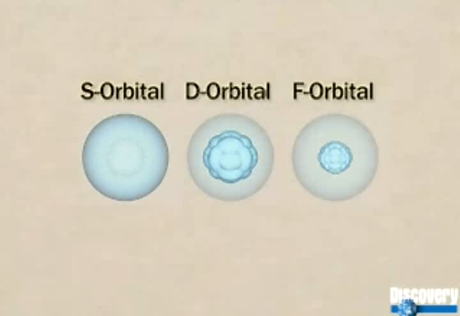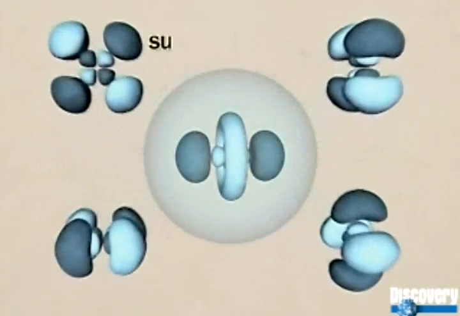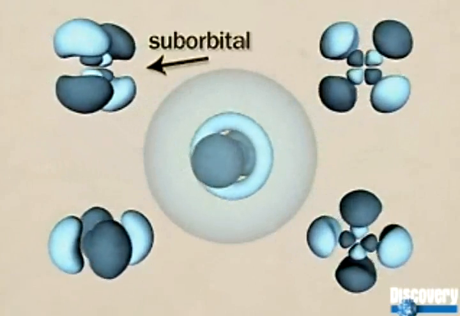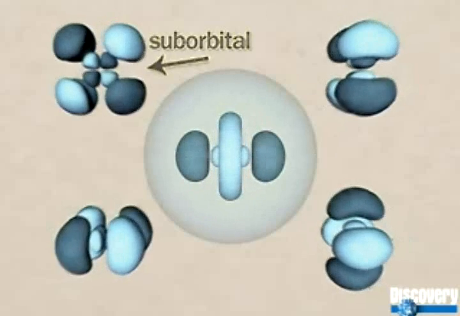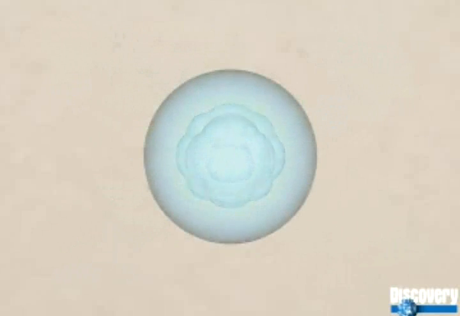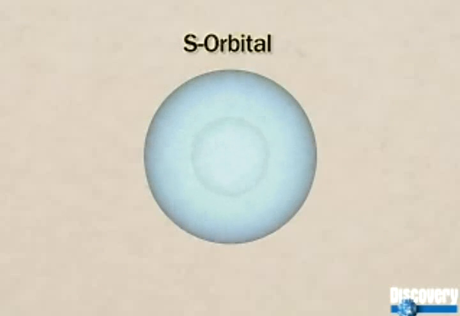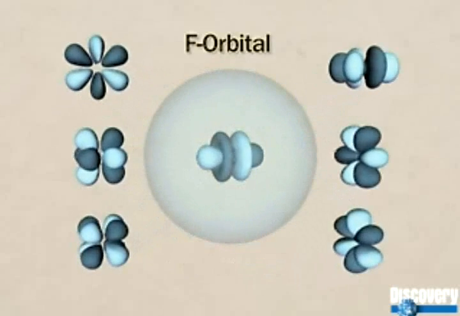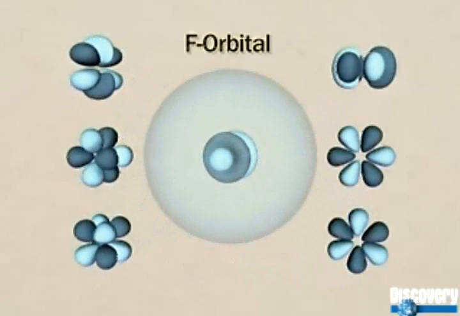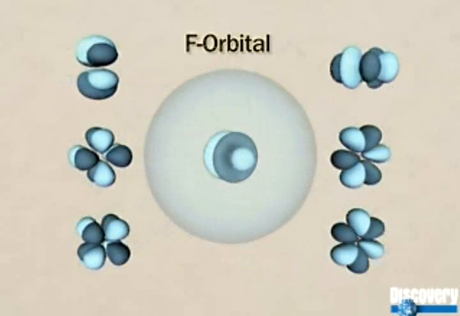Each orbital in an atom is made up of suborbitals, which can hold 2 electrons each. The number of suborbitals determines the number of total electrons in an orbital. The s orbital is made up of a single suborbital, so the maximum number of electrons it can hold is 2. At the other extreme, the f orbital consists of 7 sets of suborbitals, so it can contain a total of 14 electrons.